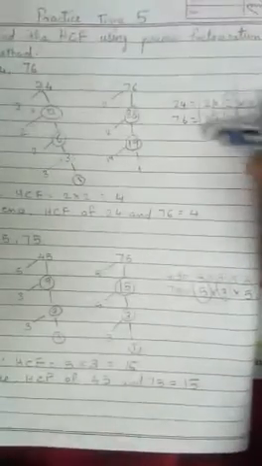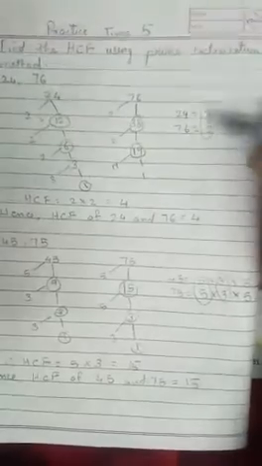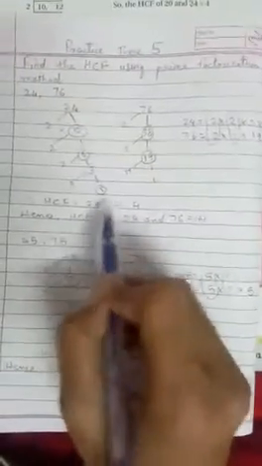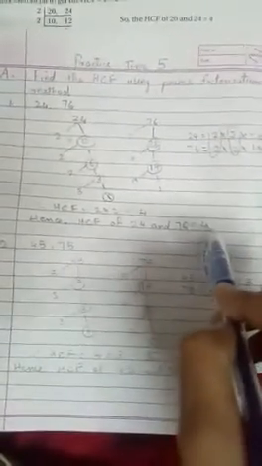So what is the common factor which I got? Here it is 2 and 2. So take it once and multiply it. What is the answer? 4. Hence the HCF of 24 and 76 is 4.